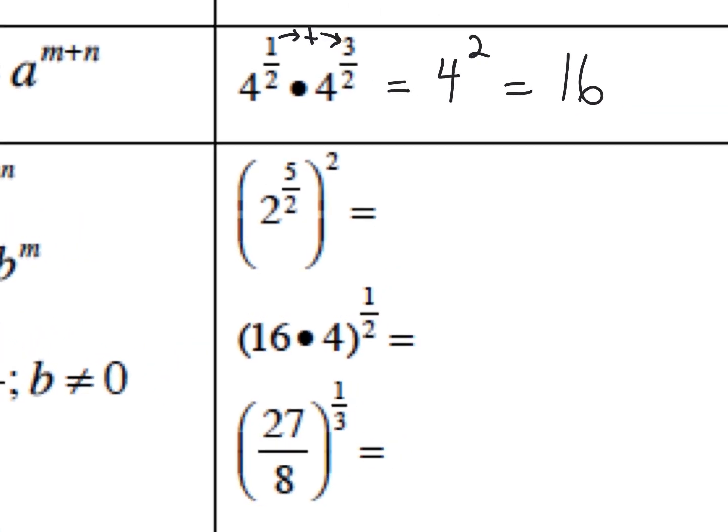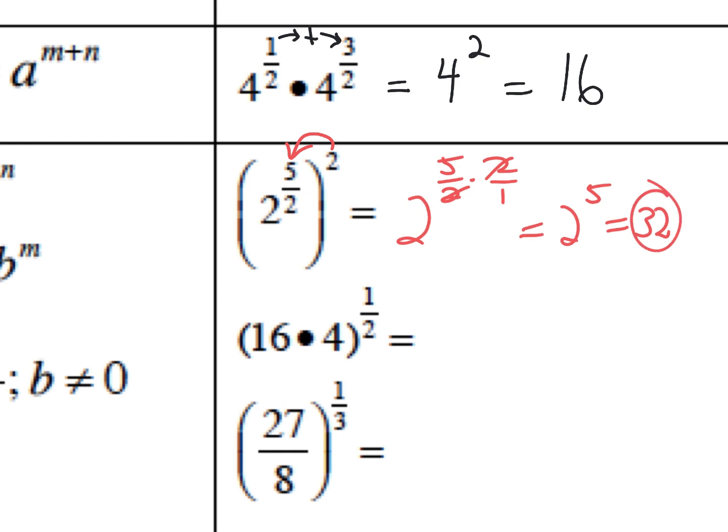So a couple of examples here. See how you have 2, and then that's raised to the 5/2 power, and then we're going to square it. All I have to do is multiply 2 times 5/2. 2 times 5/2, the 2s cross cancel. We get 2 to the 5th, and that's 32. Notice we're writing our answer in simplest form. Can't get simpler than 32, right? Can't reduce it. It's not going to root it.